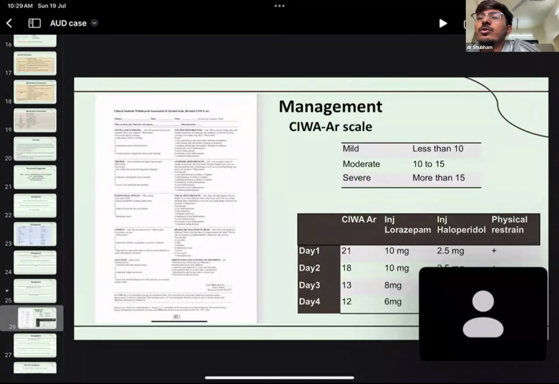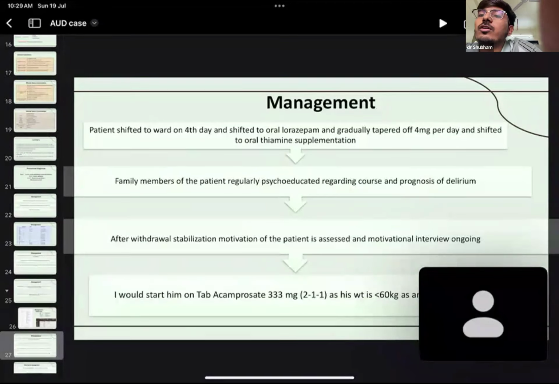After that, the patient was shifted to the ward on the 4th day and was shifted to oral lorazepam, gradually tapered off by 4 mg per day, and shifted to oral thiamine supplementation of 100 mg TDS. Family members of the patient were regularly psychoeducated regarding the course and prognosis of delirium. After withdrawal stabilization, motivation of the patient is assessed and motivational interviewing is ongoing.